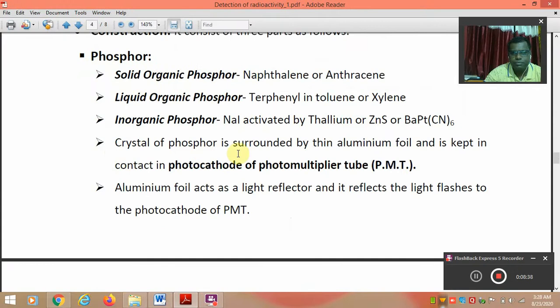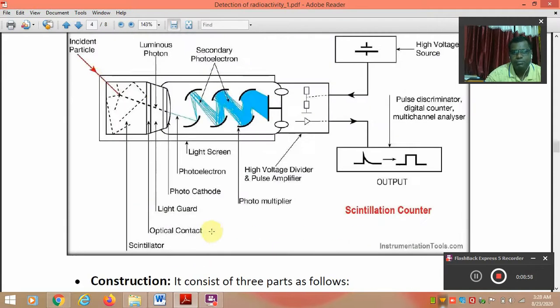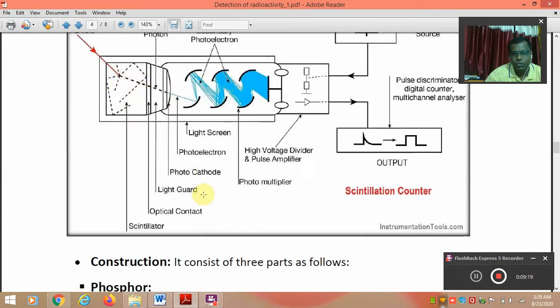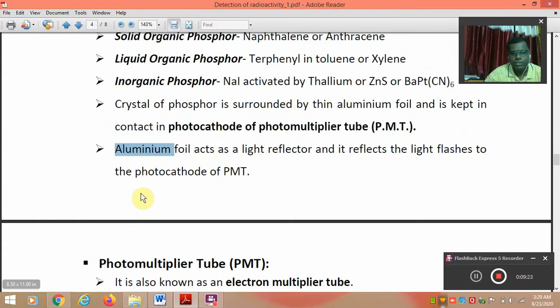This crystal of phosphor is surrounded by aluminum foil and is kept in contact with the photocathode of the photomultiplier tube. This aluminum foil acts as the reflector of light. So this is a very important function. It reflects the light flashes to the photocathode. So this aluminum foil present over here helps the light reflection, and helps to pass this light through the photocathode. It is responsible for the reflection of light, and it provides a way for the reflected light through this photocathode. So this is the function of the aluminum foil used to surround the phosphor.